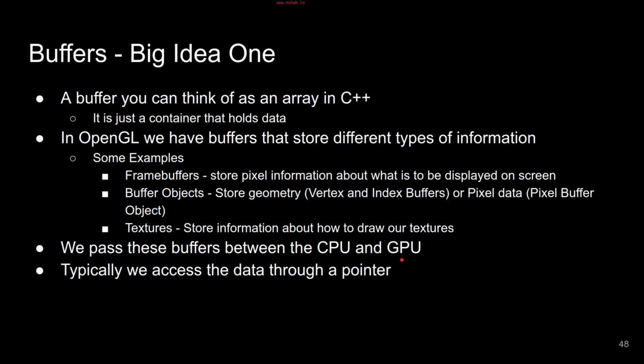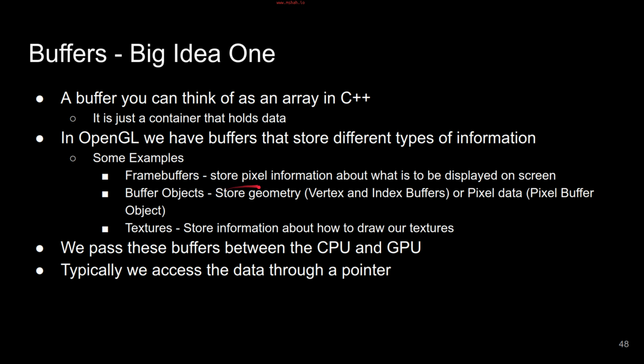Okay, so buffers, again, a big idea number one. Just to go a little bit more in depth on this, just think of it as an array in C++. It's just a container that holds a bunch of data. And in OpenGL, we're going to use the API, and we have different ways that we can interact with those buffers, I guess. And there's different kinds. So there's something called a frame buffer, which is where we store pixel information.